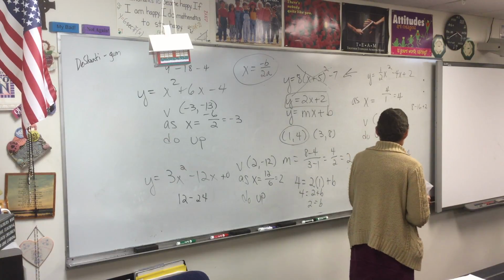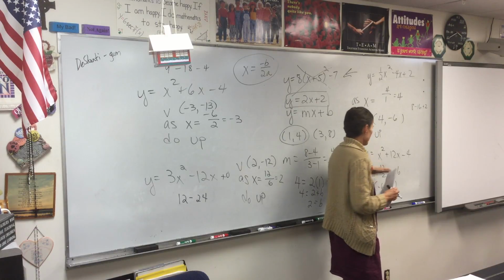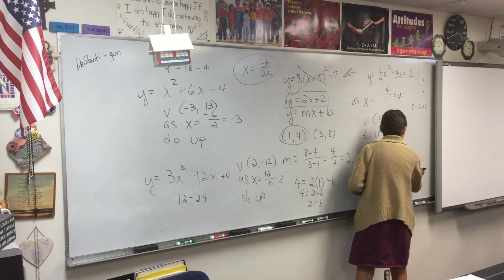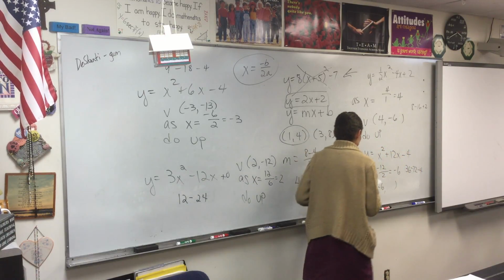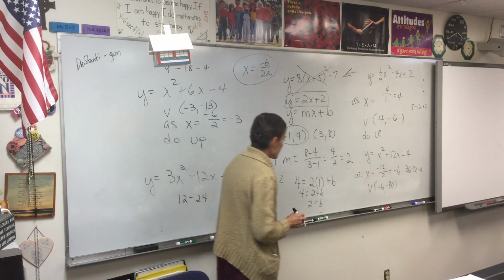Okay, so what's negative 6 squared? 36. Then 36 times 2 is 72, minus 72 minus 4. What is that? Negative 40. Thank you, negative 40. And direction of opening?